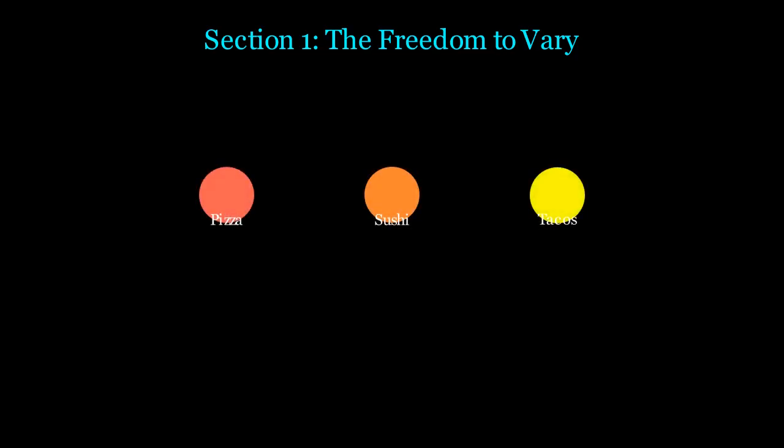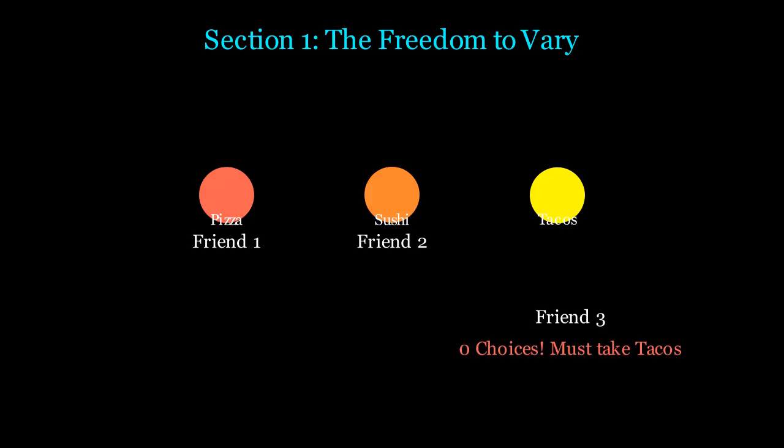Section 1. The intuitive concept of freedom. To understand degrees of freedom, think of it as the freedom to vary. Imagine you are inviting 3 friends to a dinner party where there are 3 menu options: pizza, sushi, and tacos. The first friend arrives and has 3 choices, total freedom. The second friend arrives and has 2 choices left. But the third friend? They have 0 freedom. Their choice is predetermined by what's left. In statistics, when we fix a parameter like the sample mean, we are imposing a constraint that uses up one of our choices.